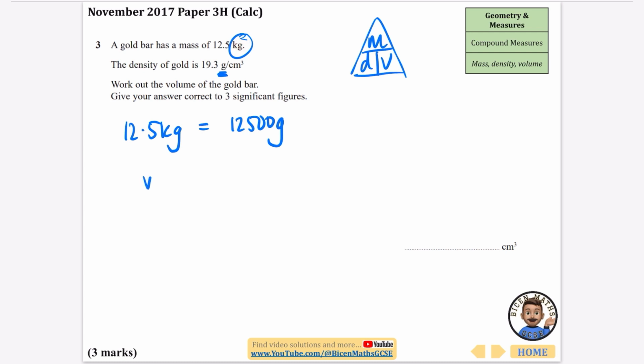So we're going to work out the volume. Using the triangle, volume is the mass divided by the density. So it's the mass divided by the density. That is 12,500 divided by 19.3.